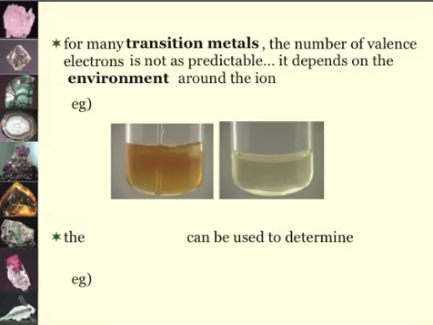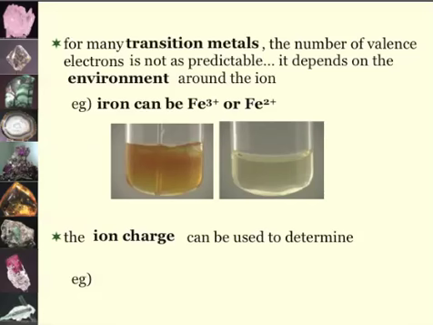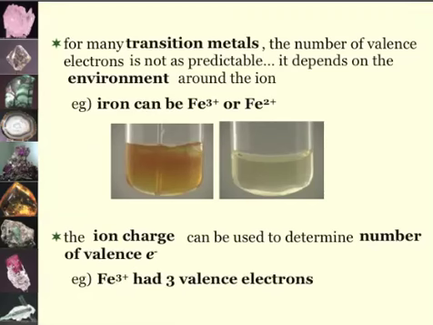This is something again that we had talked about, that is, do I use iron 2 or do I use iron 3? That sort of thing. And here's our examples, right? Iron can be found as iron 3 or iron 2. So the iron charge can be used to determine the number of valence electrons. For example, iron 3 has 3 valence electrons.